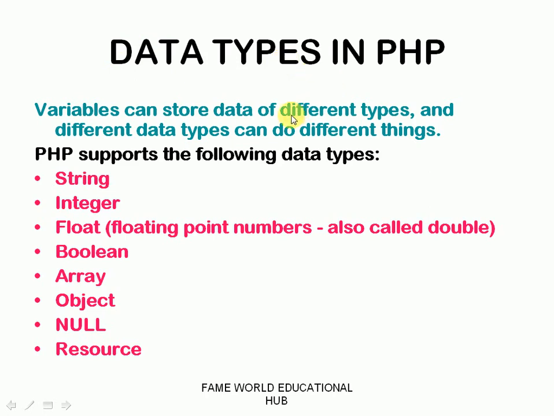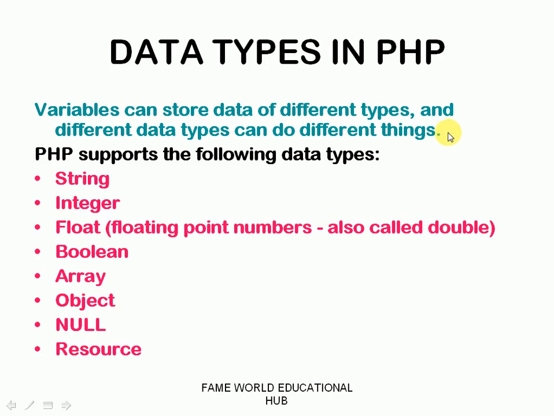The data in the program can be of numeric type or alphabets. So the variables can be of integer or decimal numbers, like we call decimal numbers floating point precision. And if the data is character type, or we have a set of characters like strings, so there could be many types of data in our program. Variables can store data of different types. Variables are the containers which can store data of different types, and different data types can do different things.